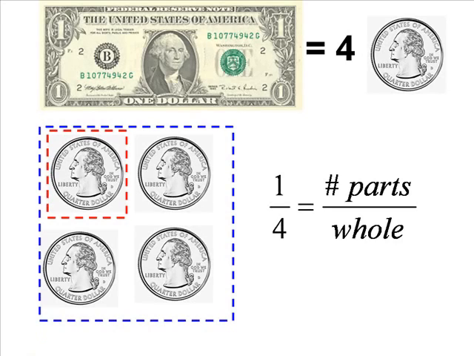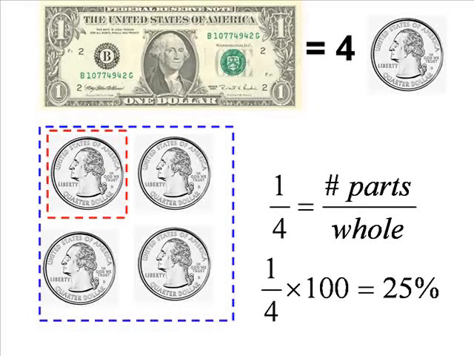We can express this fraction in terms of percentages. By definition, we take this fraction, multiply by 100, and in this example it's equal to 25%. Because 1 divided by 4 is equal to 0.25, then when you multiply by 100, it's equal to 25%.